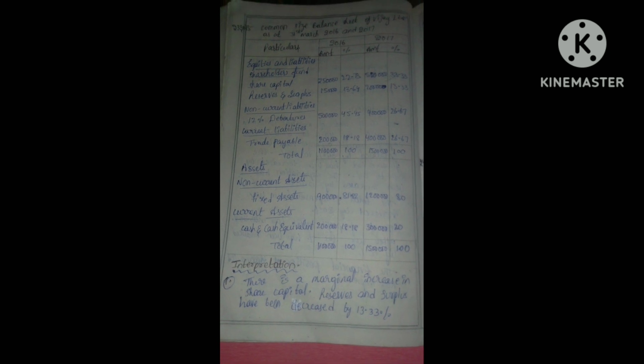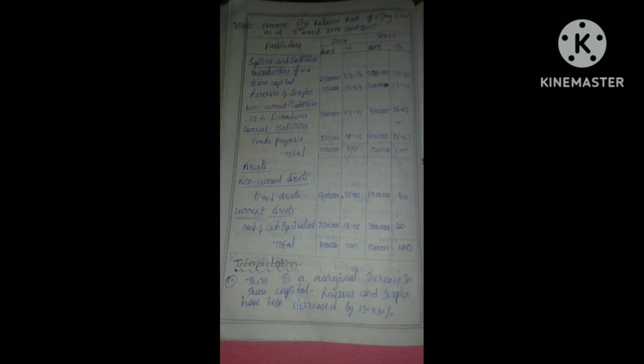Now total the amount. So for 2016 the total amount is 11 lakhs and the percentage is 100, that is 11 lakhs divided by 11 lakhs into 100, we will get 100. And 2017 total is 15 lakhs and the percentage is 100, that is 15 lakhs divided by 15 lakhs into 100, we will get 100.